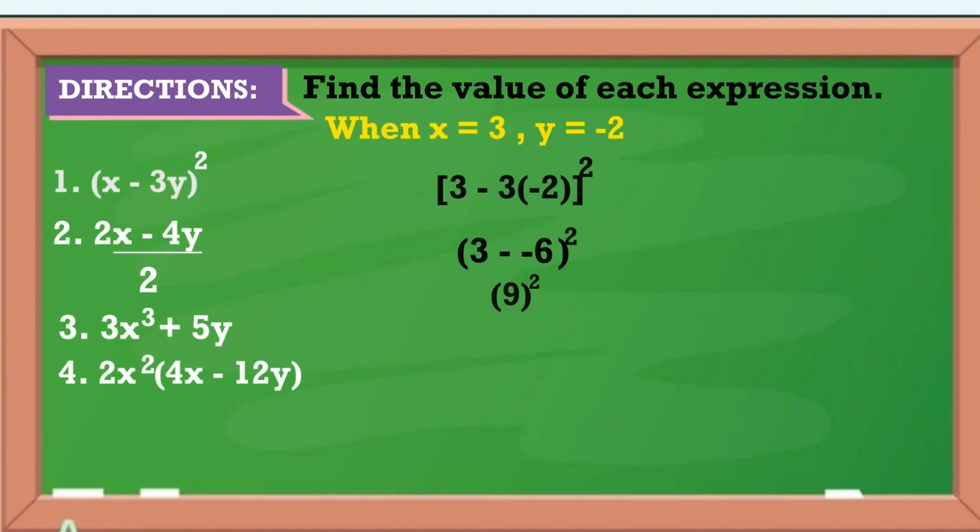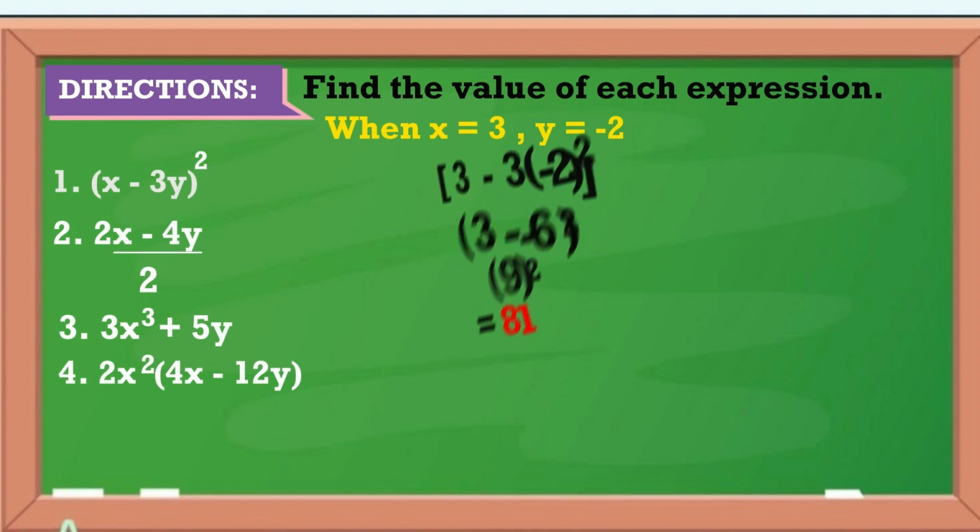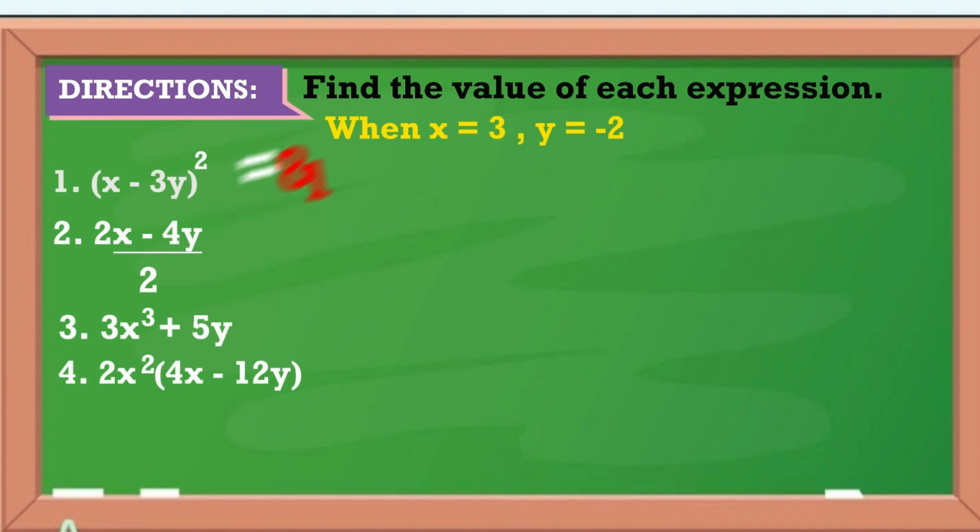Correct? So for the last, we will solve the exponent. So 9 times 9 is equal to 81. Correct. So the answer of number 1 is 81. Okay, number 2. 2x minus 4y divided by 2. Again, we will follow the format. So we will substitute all the given variables. So it will be 2 times 3 minus 4 times negative 2 divided by 2.